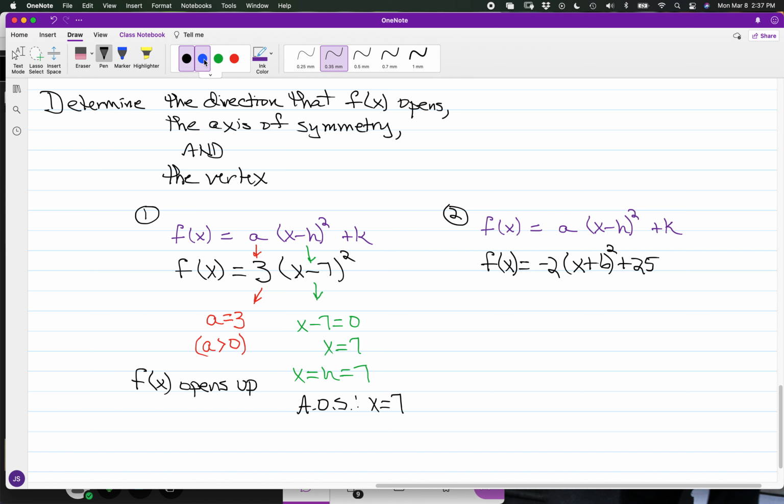And if you notice, we don't have anything added or subtracted after 3 times the square of x minus 7. So there's a void here, kind of like a blank space. So that means here that k is equal to 0. So the vertex h, k is going to be on the x-axis, and that is going to be situated at 7, 0.